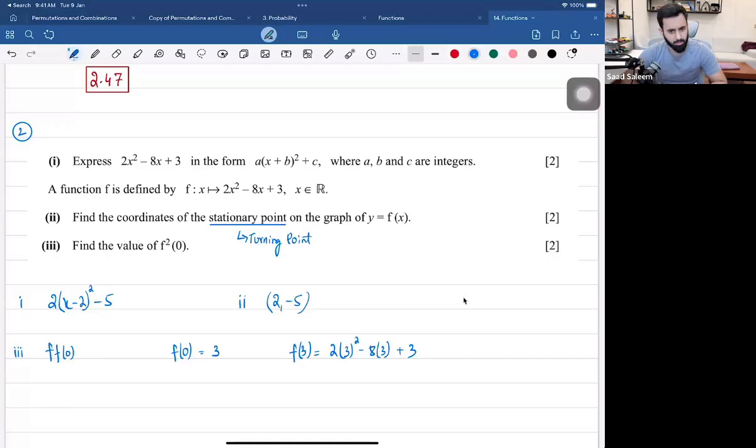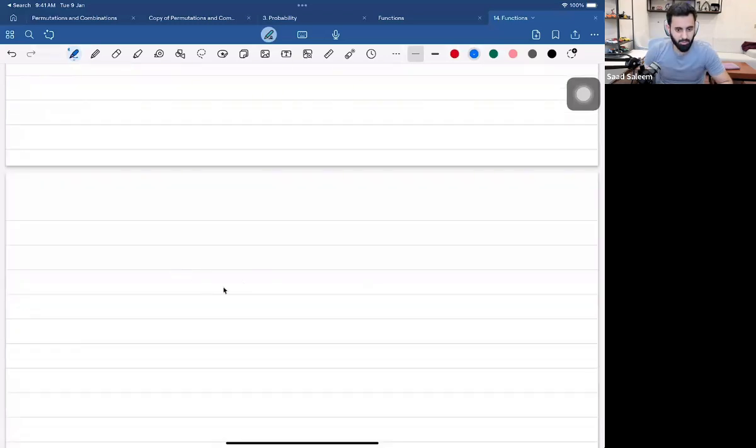No, wait, I've done something wrong. F of 0 is 3. So 3 square is 9. 9 times 2 is 18. Oh, sorry, it's 18. Sorry, 18 plus 3 is 21. 21 minus 24 is minus 3. Yes, that's correct. So f of 3 is in fact equal to minus 3. Good job. So, okay, so here is another question which I'd like you guys to solve.